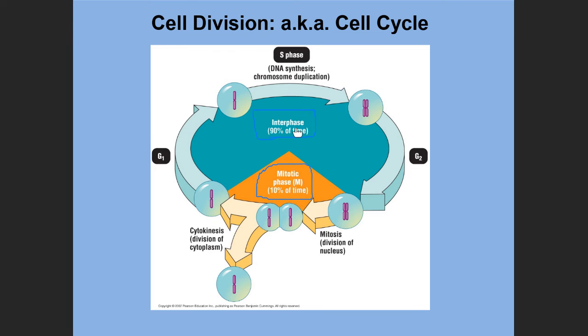Interphase consists of three subphases. G1 phase, where the cell is preparing to enter the second subphase, S phase. S phase is where DNA replication occurs. Every chromosome in the nucleus of our cells is copied, forming sister chromatids. So they're showing you a chromosome entering, sister chromatid coming out. Then the cell will enter the last subphase of interphase, which is G2. During G2, the cell is preparing to enter the mitotic phase.